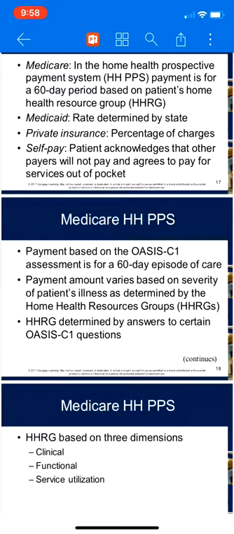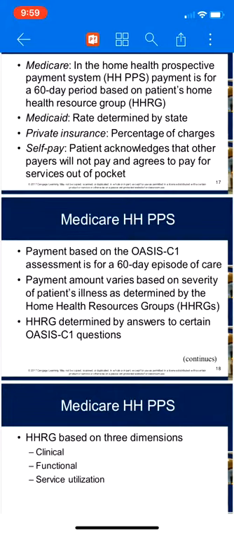Now, dropping down, there are 3 areas that determine the HHRG. First, we have our clinical dimension. This establishes the scoring based on primary diagnosis and secondary diagnosis for the top 6 diagnoses on the plan of care: vision, level of pain, pressure, presence of ulcers or wounds, dyspnea, urinary and bowel status, need for infusion, and behavior. And then we have our second, which is our functional dimension.